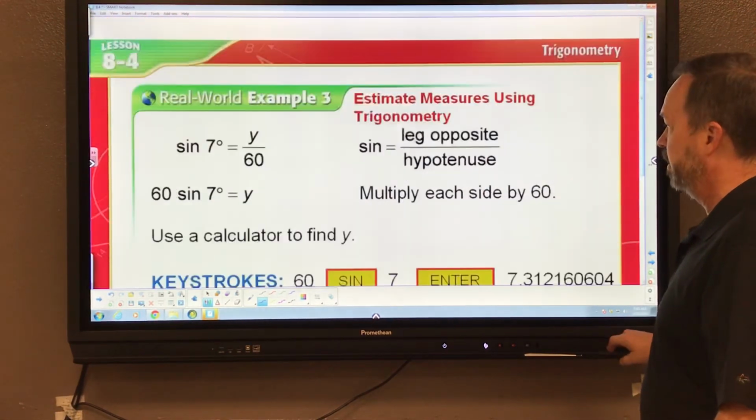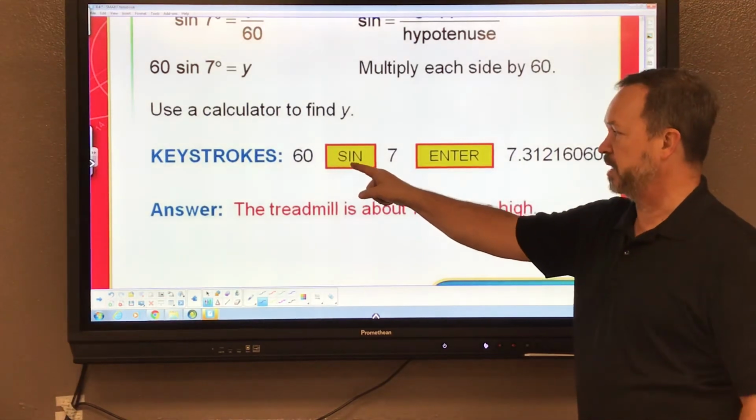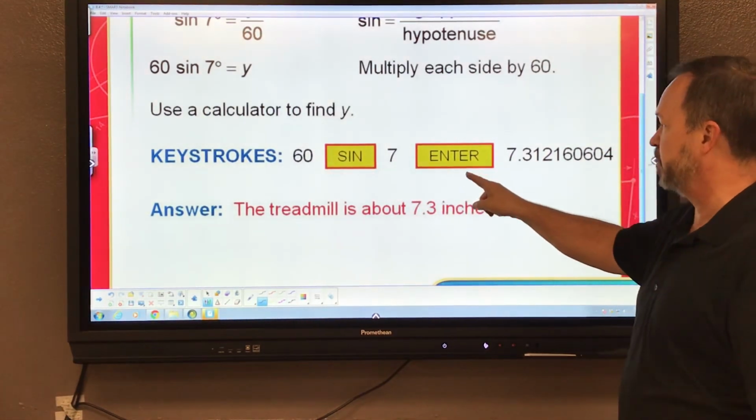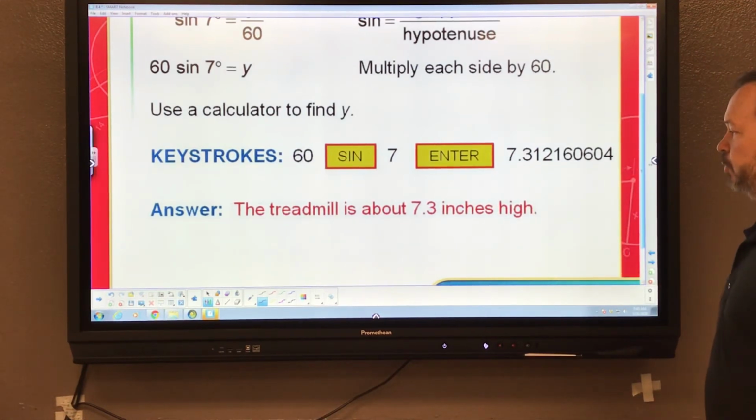And let's see, it kind of shows you the keystrokes here, 60, sine of 7, and push enter, and you get this long decimal thing, and it rounded off to about 7.3 inches.